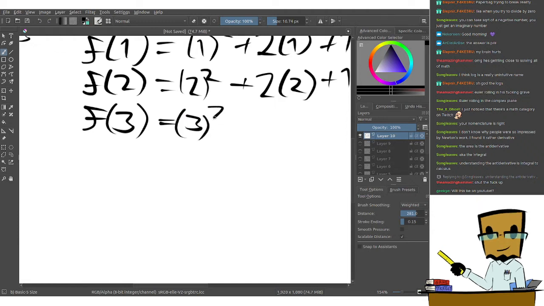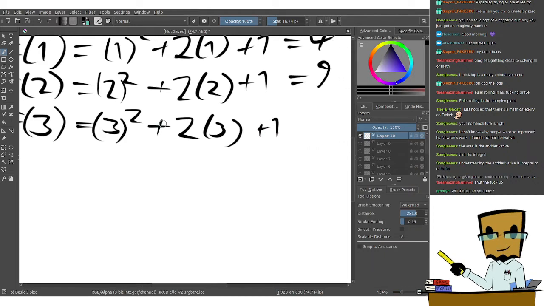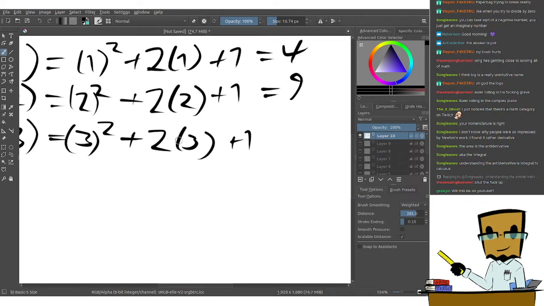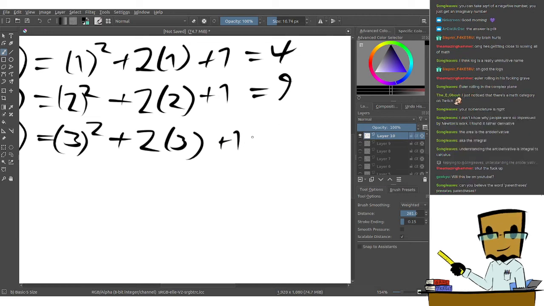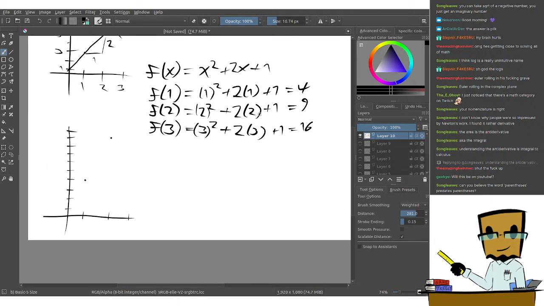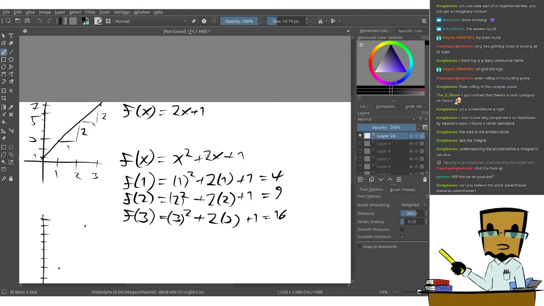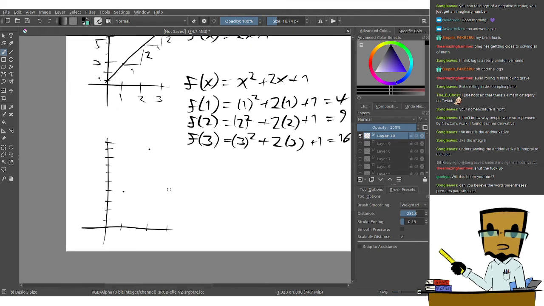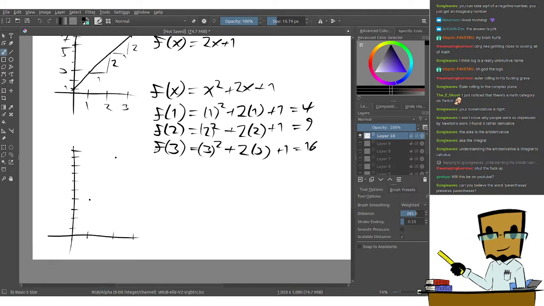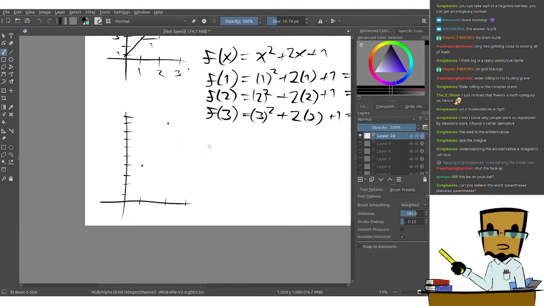3 to the power of 2 plus 2 times 3 plus 1. So 9 plus 6, 15, plus 16. Wait, what? Oh yeah, of course. Yeah, x to the power of 2 plus 2x plus 1 can actually be foiled out very easily. That's messed up. The 16 is way up there.